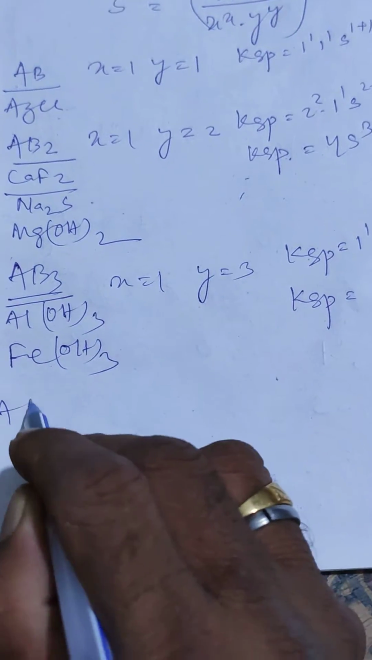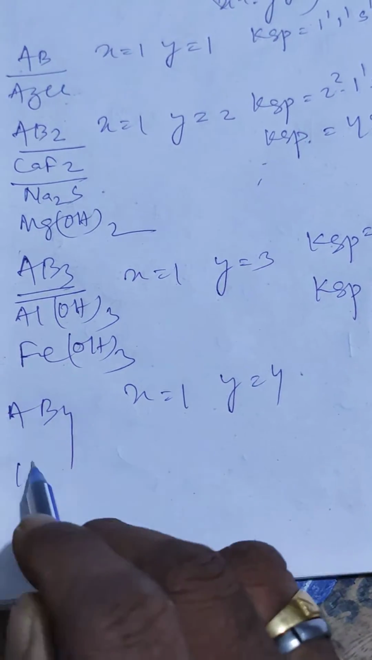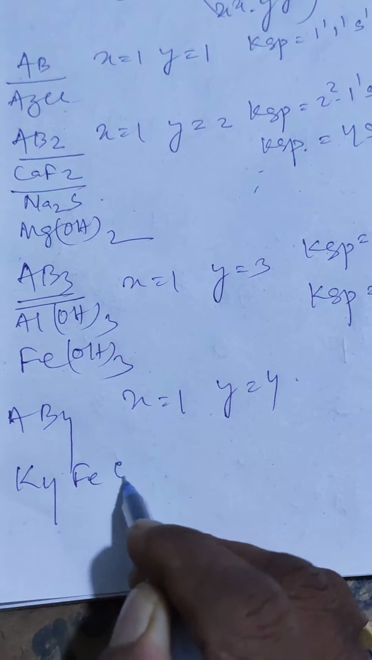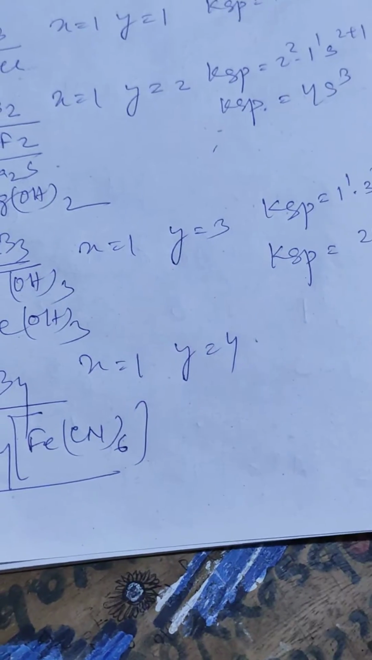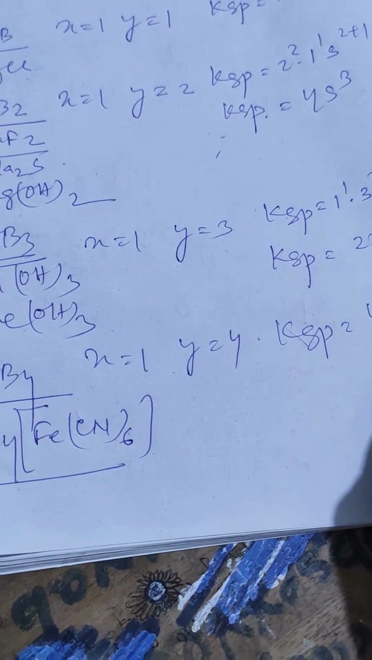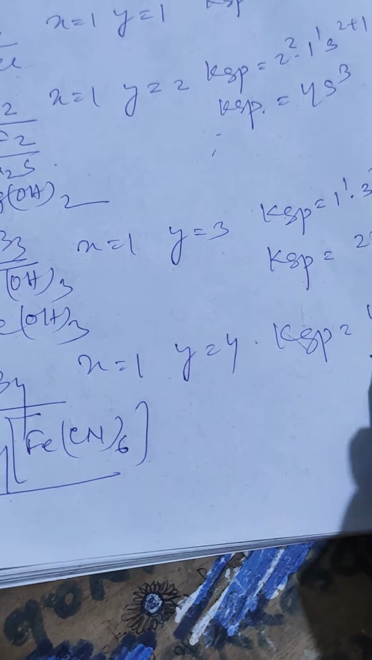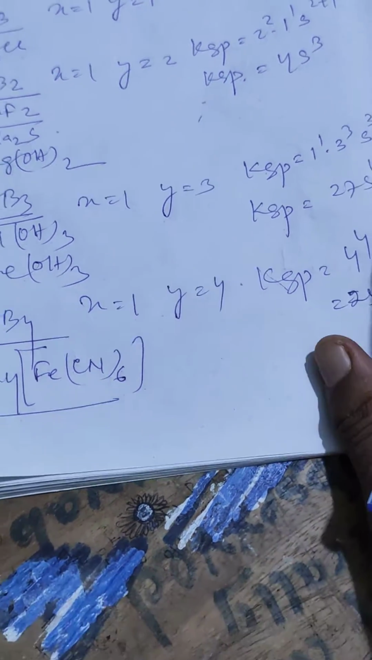Then you can take the AB4 type. X is equal to 1, Y is equal to 4. We can take the example of K4[Fe(CN)6]. So this is also in this category of salt. So the Ksp is equal to 4 to the power 4, S to the power 4 plus 1, that is equal to 256 S to the power 5.